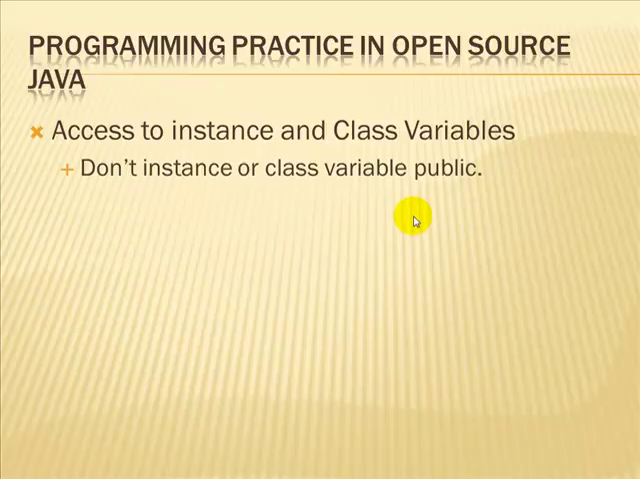The first point is access to instance and class variables. Do not make an instance or class variable public without a good reason. Often, instance variables don't need to be explicitly set or gotten. Often that happens as a side effect of a method.